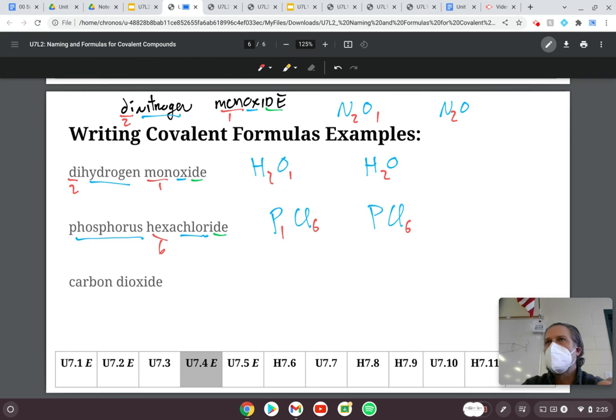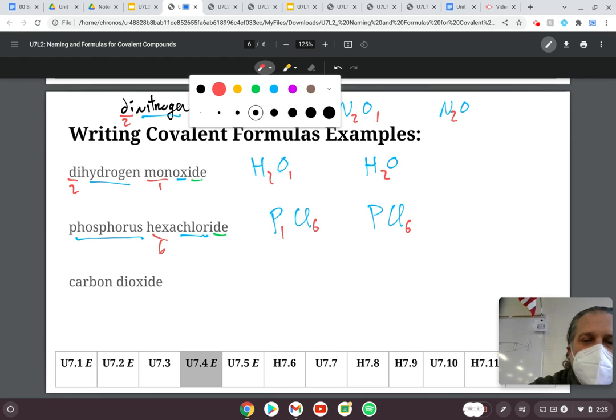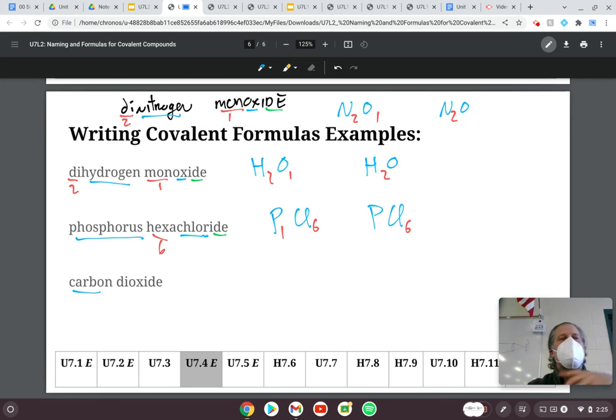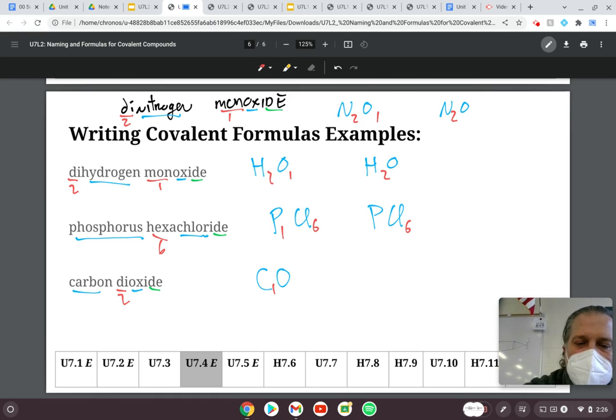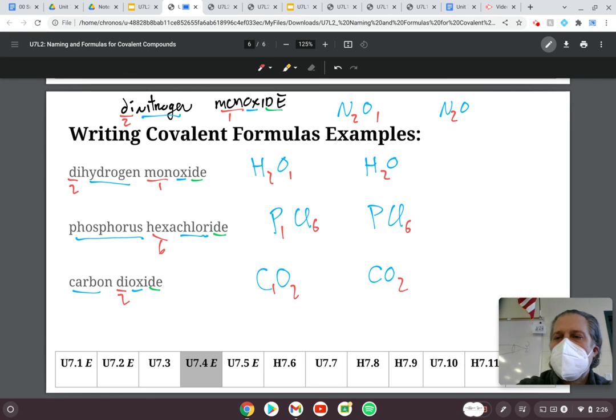Last one. Here we go. Carbon. There's no prefix in front of that, so I've just got one of those. Di tells me it's a prefix of two. Ox is oxygen, and IDE is my ending that got changed, right? So I'm simply going to have CO. And it's probably going to be C1O2. But because we don't write ones, it's going to become CO2, which is your carbon dioxide. So that's formula writing and naming with covalent compounds. All right.